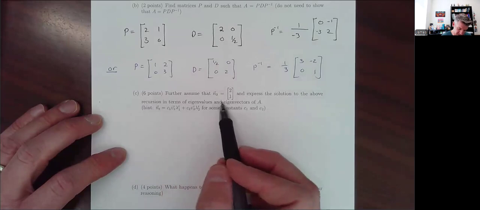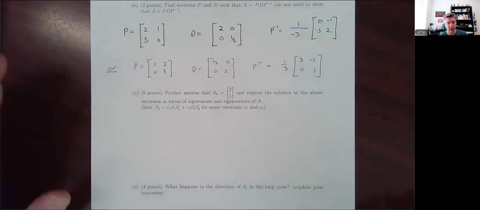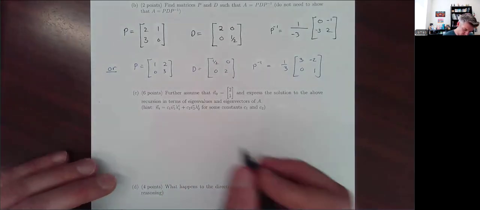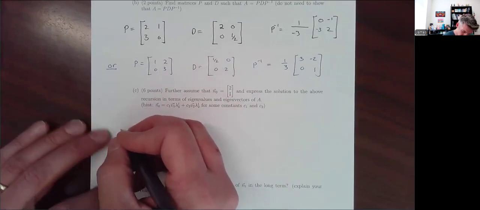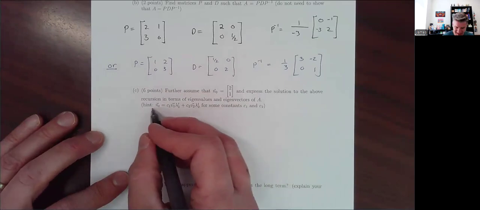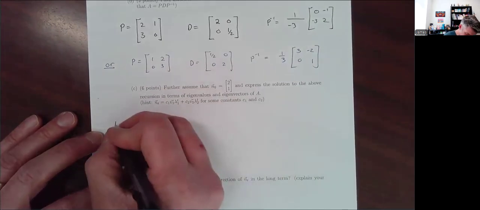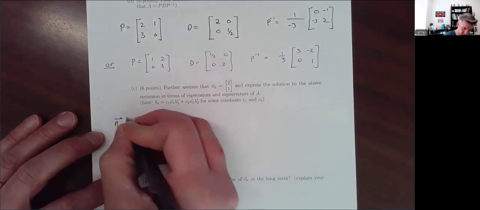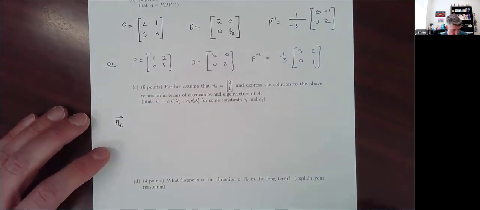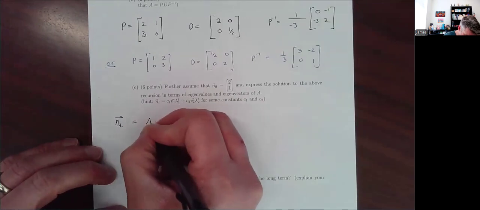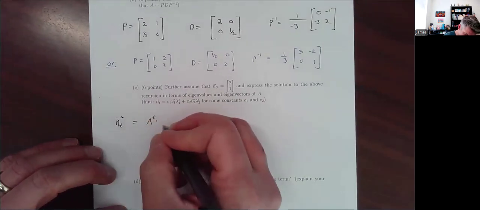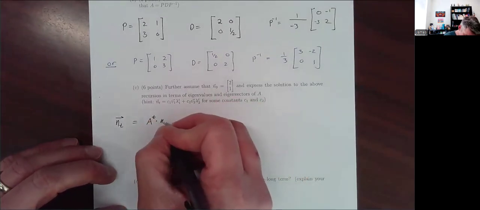Further assume that your initial population sizes are 2, 1, and express the solution to the recursion in terms of the eigenvalues and eigenvectors. Okay, so all they're saying here is that we're trying to write that, he's even giving us the solution here. So N_t, the population after t iterations, would be equal to A to the t times N naught.